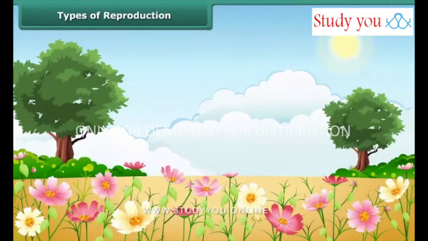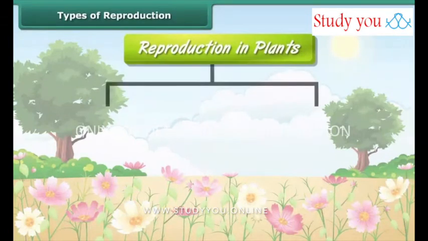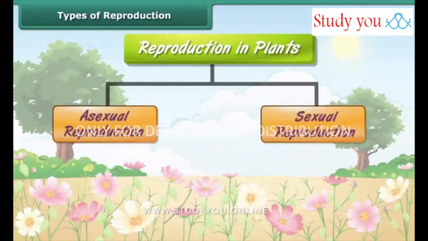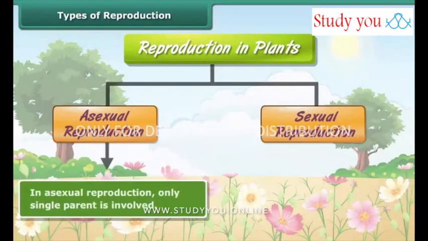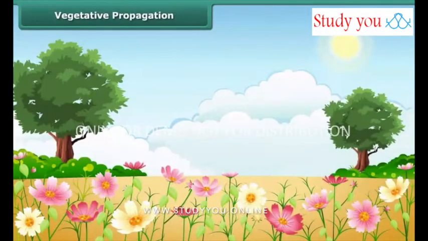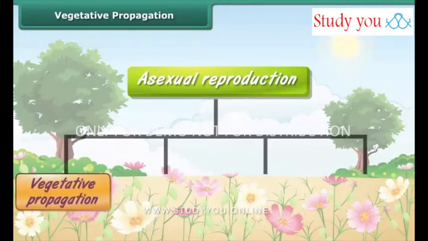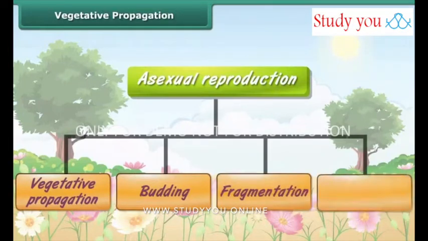Types of reproduction. Reproduction in plants can be achieved through two ways, namely asexual reproduction and sexual reproduction. In asexual reproduction, only a single parent is involved, whereas in sexual reproduction, both the parents are involved. Let's study about them in detail. Vegetative propagation. Different methods of asexual reproduction are vegetative propagation, budding, fragmentation, and spore formation. Let's discuss them in detail one by one.